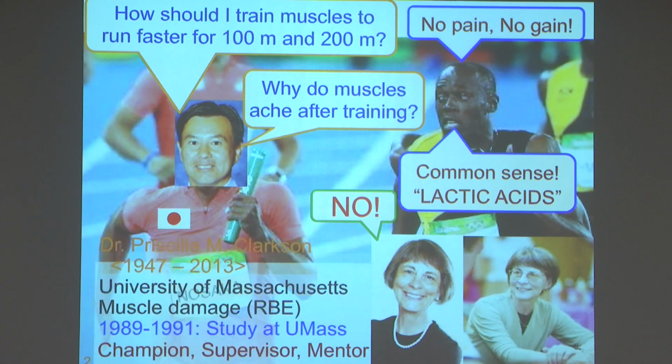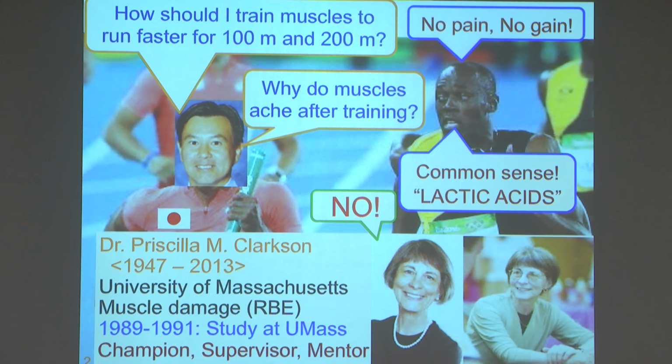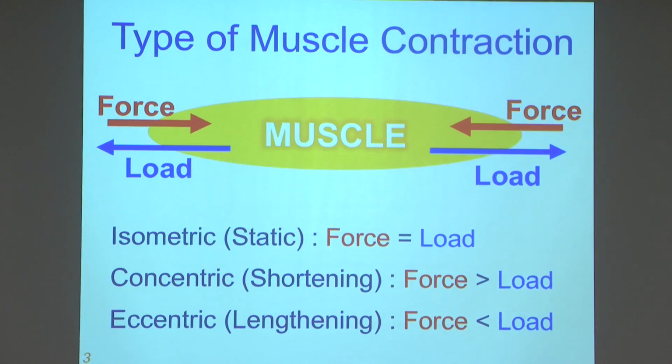This is Priscilla Clarkson from this university. She talked about muscle damage induced by eccentric exercise. So I had the opportunity to come to UMass in 1989 to 91. I studied under Priscilla Clarkson for 2 years. She was actually a champion of exercise muscle damage studies, and she was a supervisor and mentor for me for a long time. But unfortunately, she passed away 3 years ago. But I'm very happy to be here again, and I devoted my talk to her this morning.